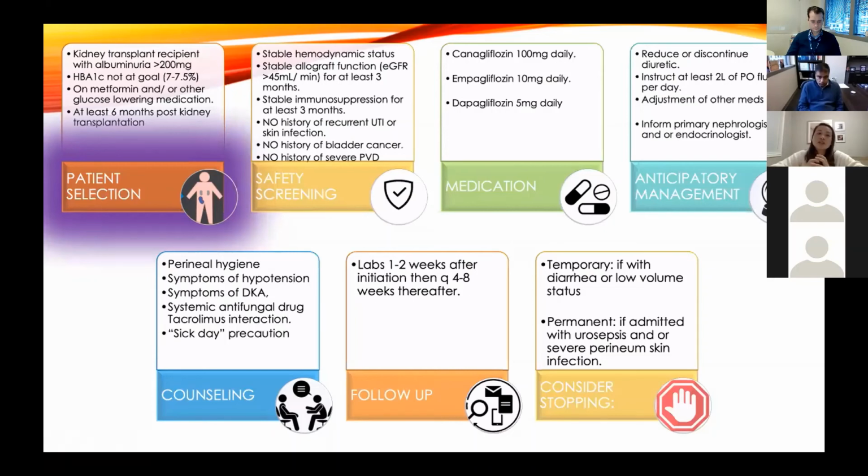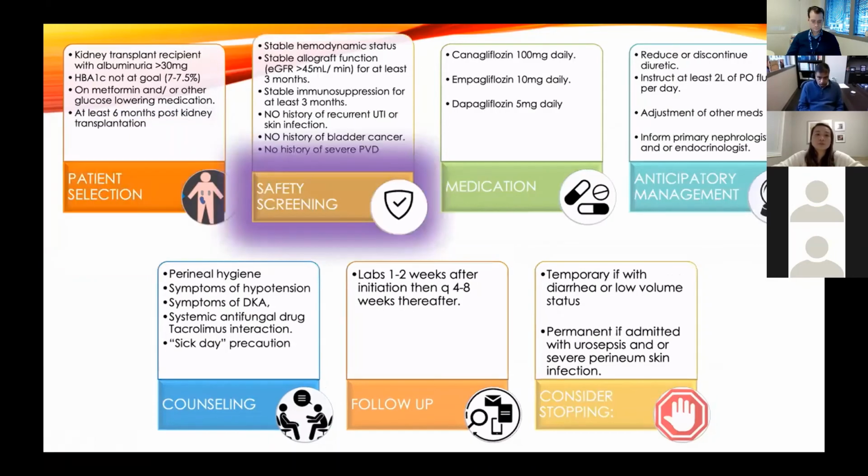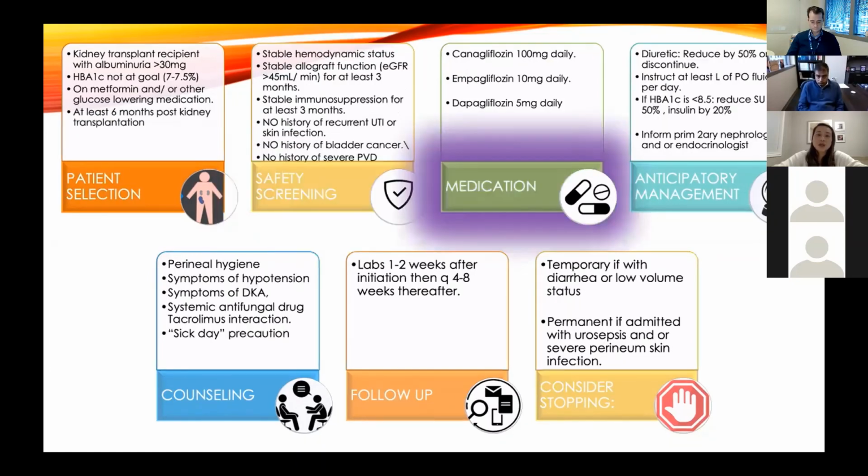And of course, I consider this just because tacrolimus can also affect the hemodynamic status of the patient. In terms of safety screening, they should have stable hemodynamic status, stable allograft function of greater than 45 ml per minute for at least 3 months, stable immunosuppression for at least 3 months, no history of recurrent UTI or skin infections, no history of bladder cancer, no history of severe peripheral vascular disease. And these are the lower dose. Start with the lowest dose of each medication.